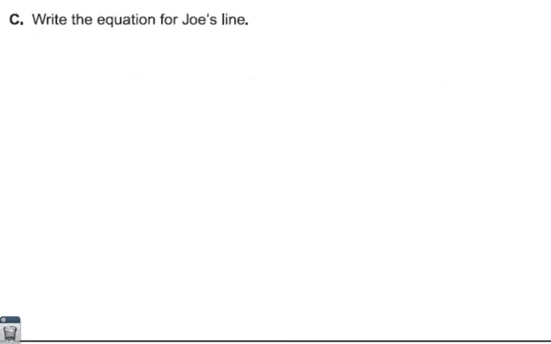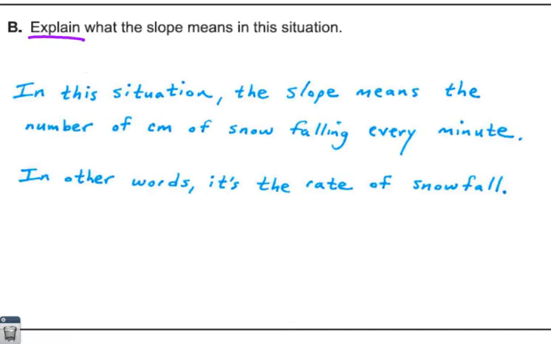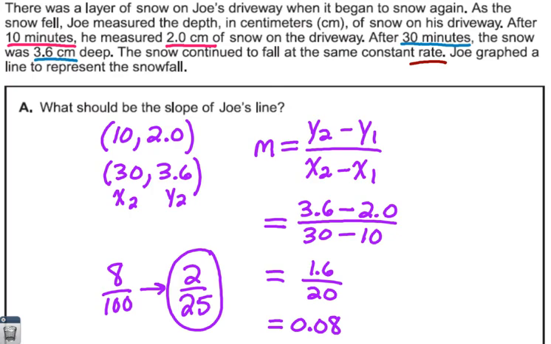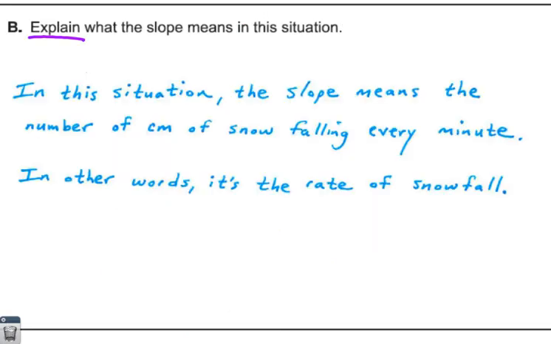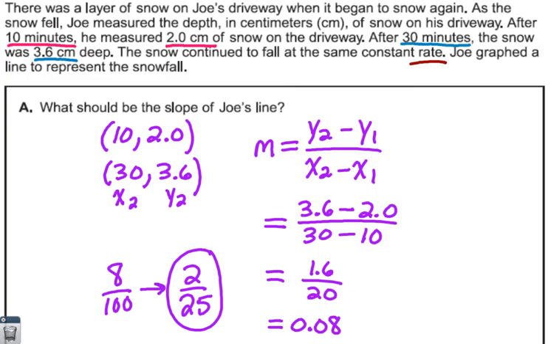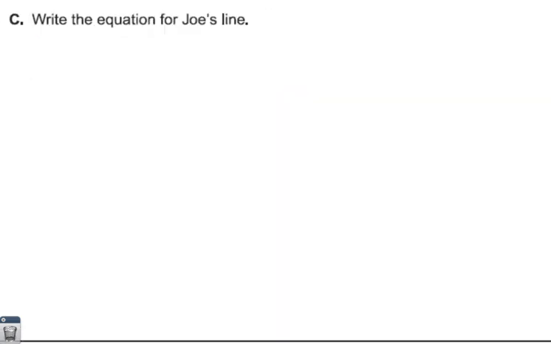Part C. Write the equation for... Well, we already have the slope. To write the full equation, we already know the slope is 0.08 or 2/25. I guess I'll just go with 2/25. And let's see here, we got 10, 2. So I don't think I've done this in a video yet.